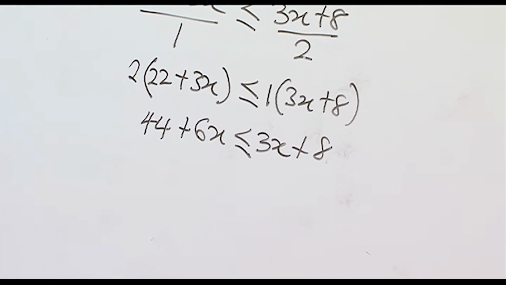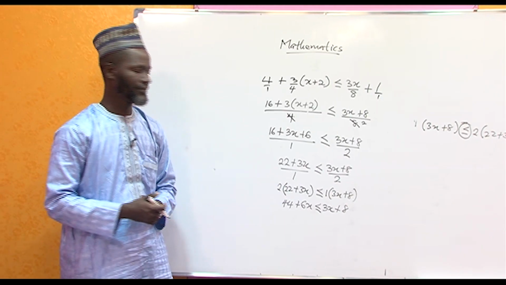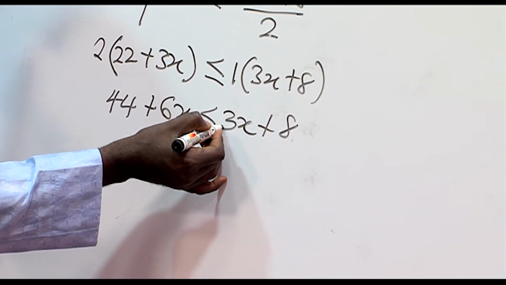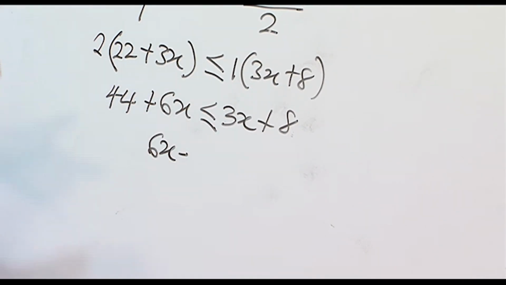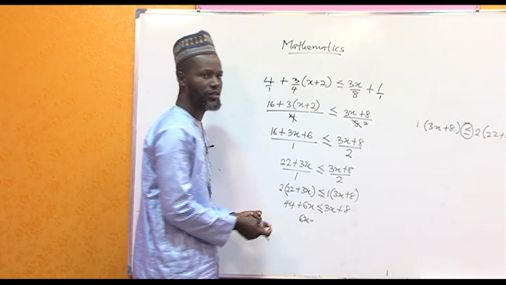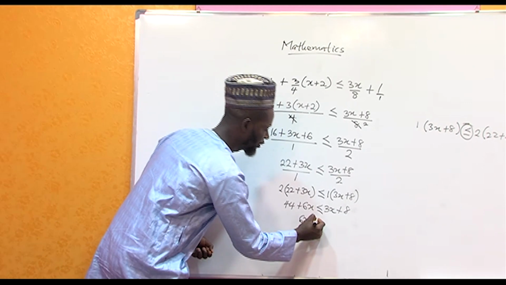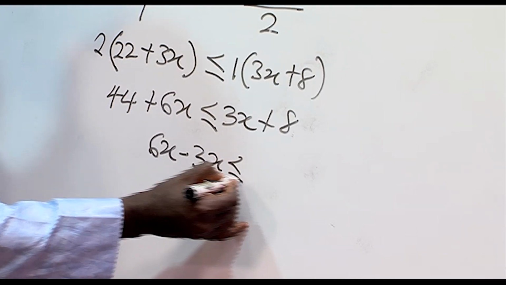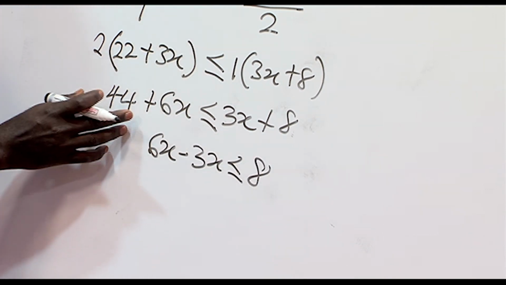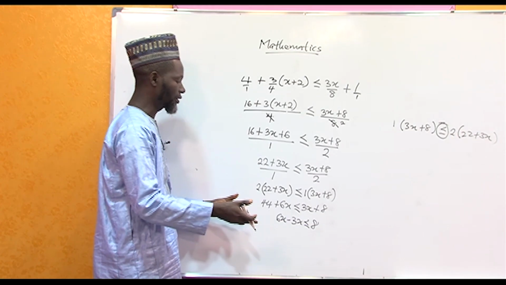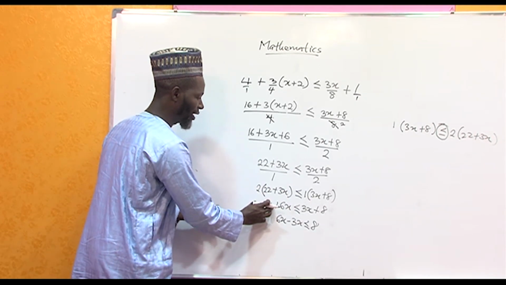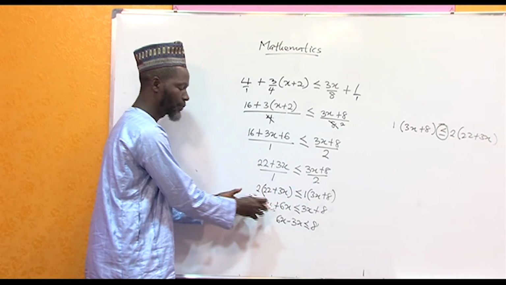Then the next thing now is collection of like terms. So we have 6x minus 3x, since this one is plus on the right, and when it gets to this place it is minus 3x. Or we can say, subtract 3x from both sides, which does the same thing. So 3x less than or equal to 8 minus 44, subtracting 44 from both sides, the same as taking this one to the other side.